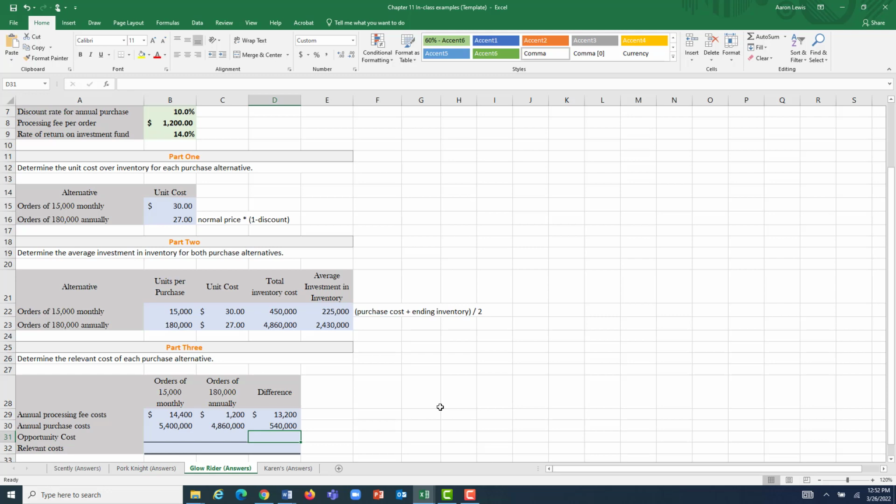And this kind of makes sense. If you order in big, huge bulk, you're going to pay less in processing fees because you're making fewer orders. And you're going to hopefully get a pretty significant discount on the per unit rate of the inventory that you're acquiring. So you should be saving a bunch of money by ordering annually on the actual purchase price of your inventory. But again, the problem is you're tying up a ton of free cash flow, which means you are going to forego any returns on things you could have used that cash for otherwise. And for Glowrider, that's that investment fund where they can earn 14%. To figure out your opportunity cost in this situation, you take your average investment in inventory.